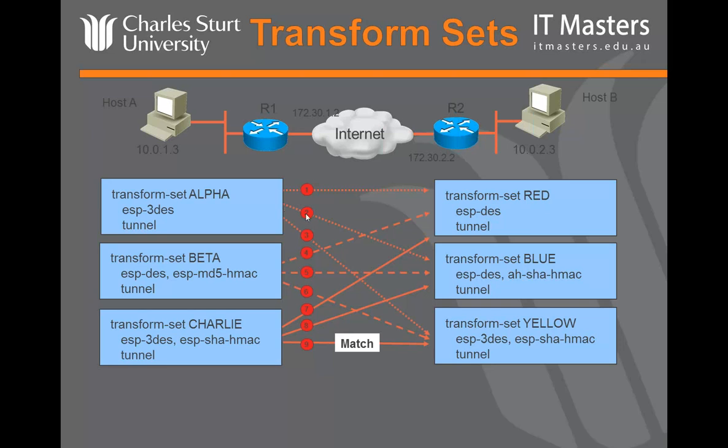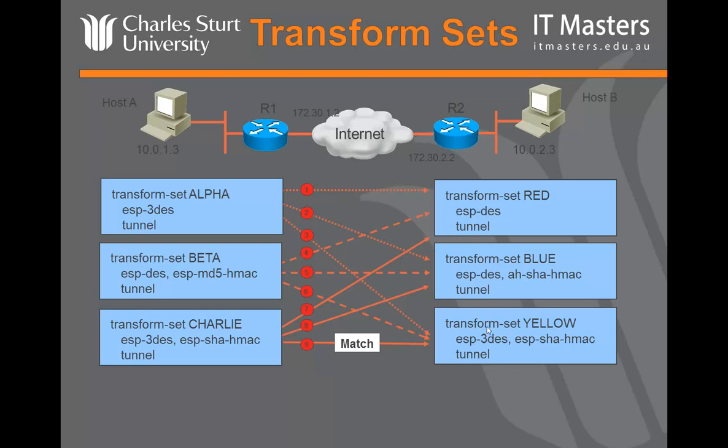So step two: router two says, all right, I'll try my next transform set. It's ESP DES, so it fails straight away because it doesn't match the ESP triple DES on this side. Step three, how about your last one? Okay, transform set yellow, it's ESP triple DES, great. But hang on, I'm trying to use SHA-HMAC hashing, and you've got none set on this side, so that transform set doesn't match. So this one is first tried on router 1.